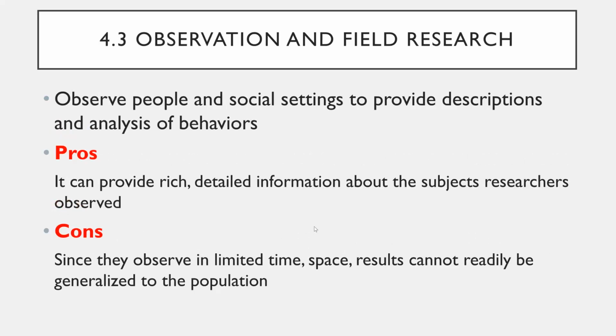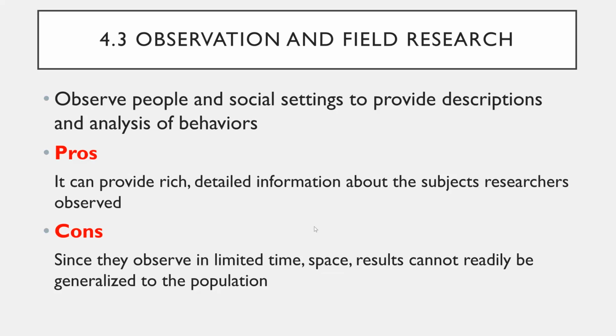So the third one is observation and field research. So it's kind of observing people in social settings to provide descriptions and analysis of their behaviors. For example, if we go to the student union and look at people to see the eating behaviors of specific races, it can be observation, and it can provide very rich and detailed information about their eating behaviors or their problematic behaviors.